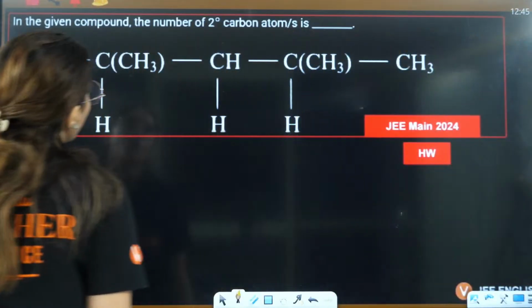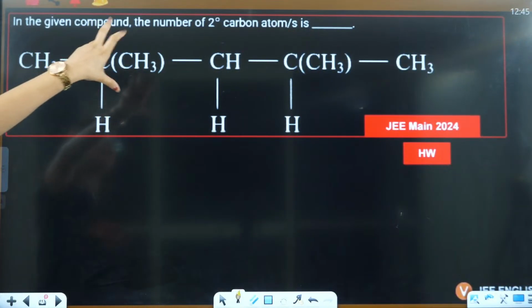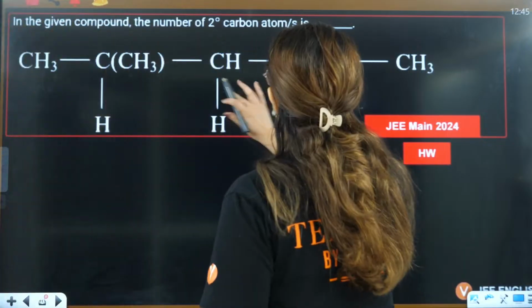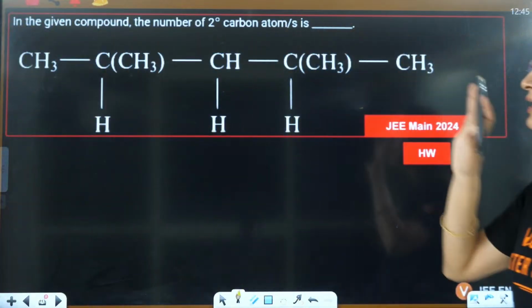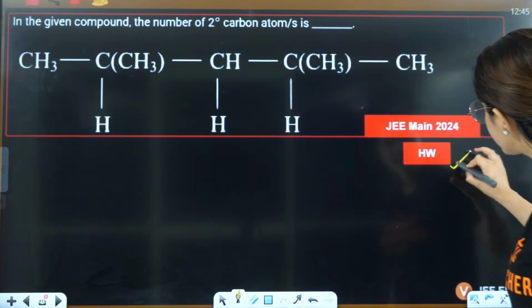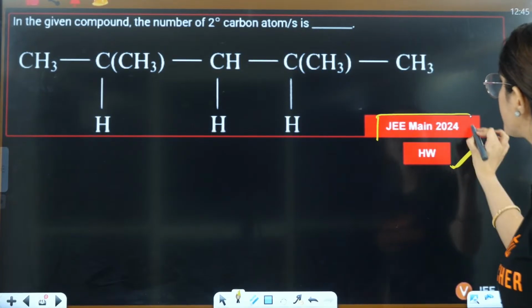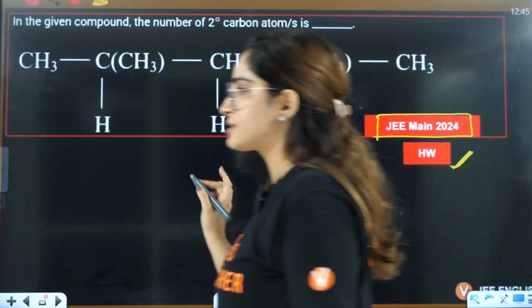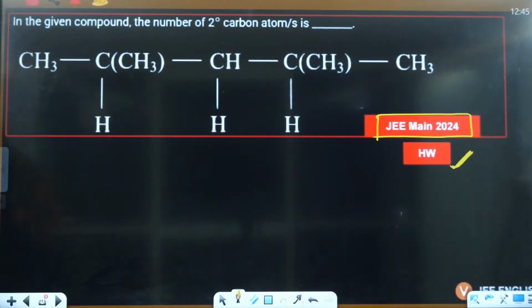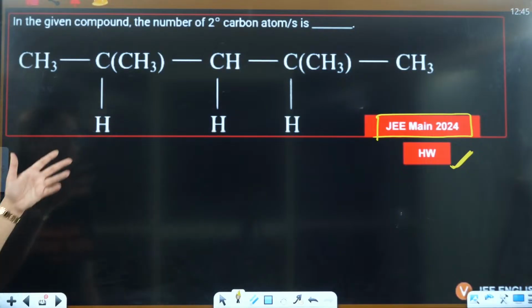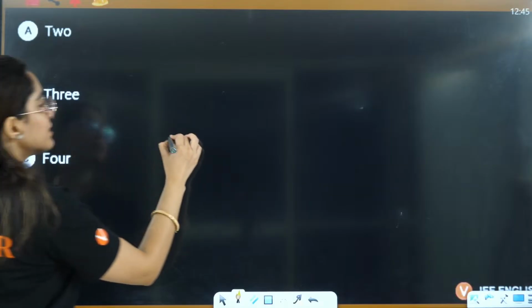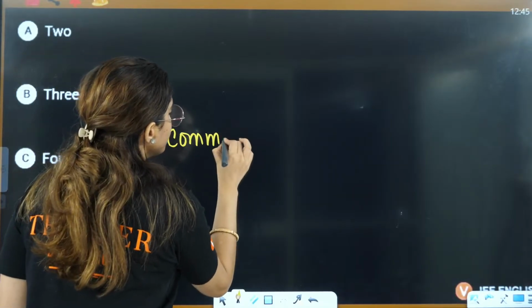So, this is your homework, guys. In the given compound, you have to find out the number of 2-degree carbon atoms. How many 2-degree carbon atoms you have. This is your homework, JEE Mains 2024. This is where they have asked this question, surprisingly. Right? Take a screenshot and give me the answer: 2, 3, 4, or 1. Which of the following is the correct answer? In the comment section, guys, you have to write it down, right?